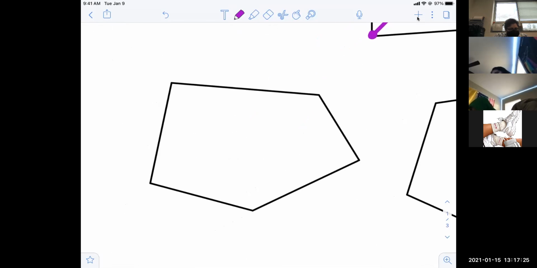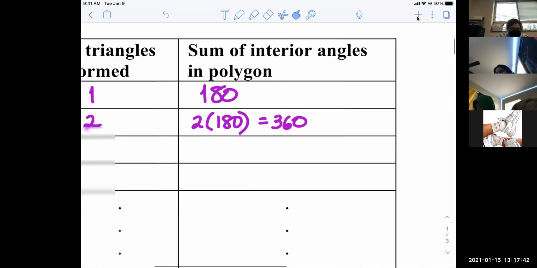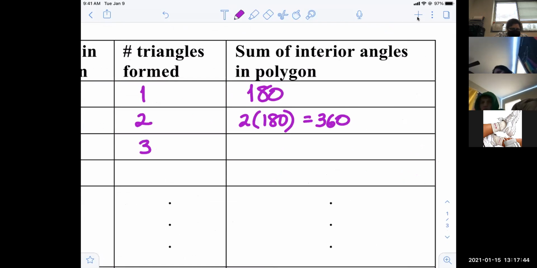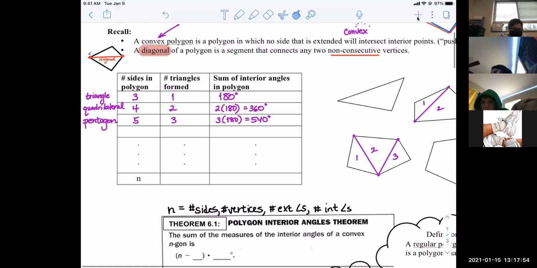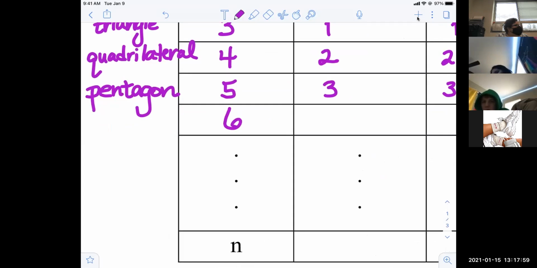On this one, pick a vertex. Again, it doesn't matter where you start, but we're drawing the diagonals from that one vertex. 1, 2. How many triangles, Diamond? Okay, 2 diagonals, 3 triangles. So if it is a pentagon, you'll get 3 triangles. Each triangle is 180. That's going to be 540 degrees. Okay, we'll do one more of those. Hopefully we're seeing some kind of pattern here. What do you call a 6-sided polygon?